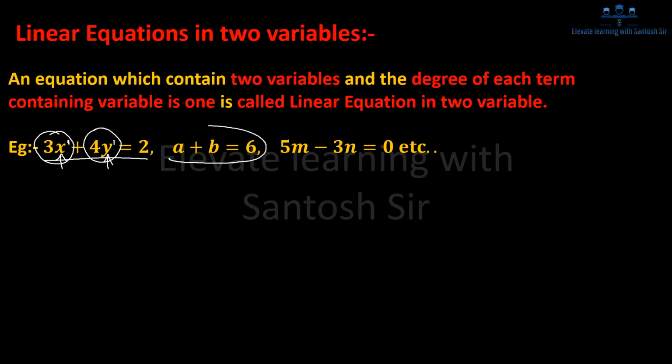In the second example, again it has two variables and the degree of the term containing variable is again 1. So it is a linear equation in two variables. Also, in the third example, we have two variables and the degree of the term which contains variable is 1. So all three are linear equations in two variables.